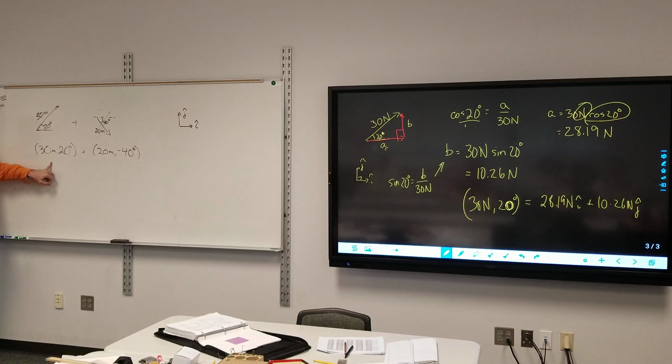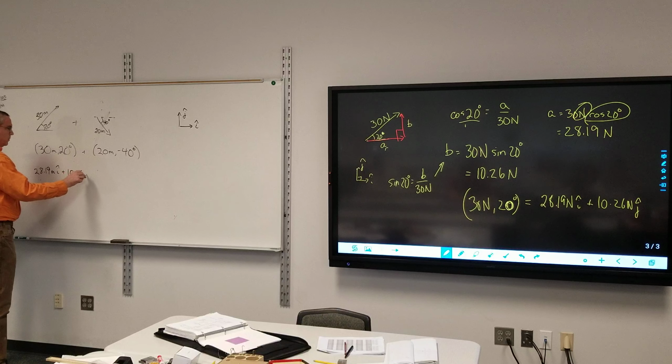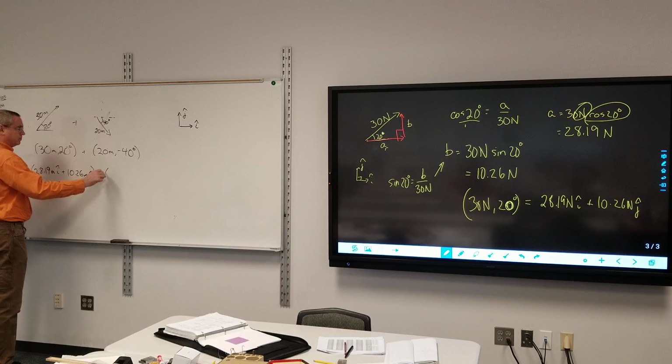All right, so this one right here, we break into the horizontal and vertical components. We pretty much just did that. The only thing that's different are units. So this is 28.19 meters I hat plus 10.26 meters J hat. That is the first vector, plus.